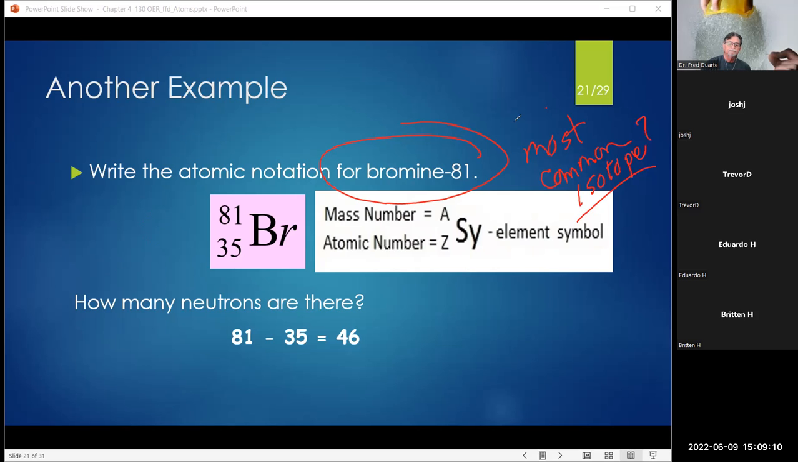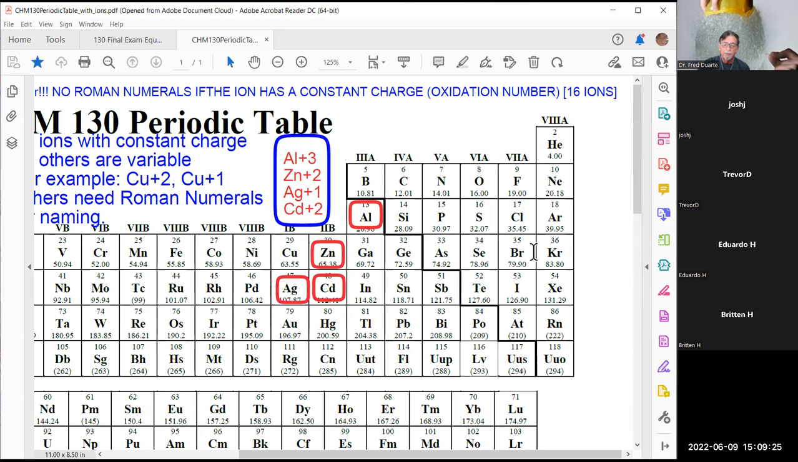What do you guys think? And that's no. It'll be bromine-79. Okay, that's correct, Eduardo, because you just go to the periodic table, look for bromine. Bromine's right here. And round that number up, the atomic weight of 79.9. What does that number round up to? 80, there you go. So bromine-80 would be the most common isotope. Okay, no worries.